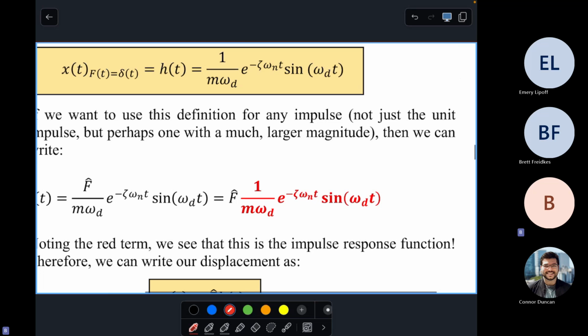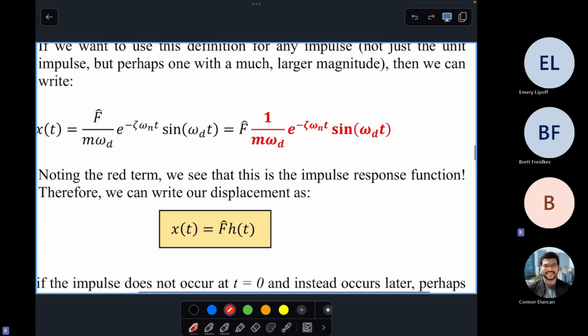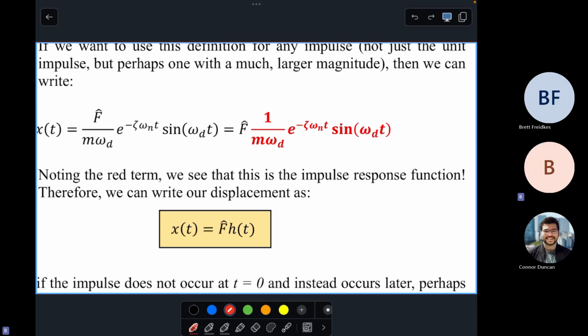So what we see is that this is the response due to any arbitrary impulse because of the f hat. You can see that I rewrote it with an f hat in the front. And what we learned is that x of t, no matter what the impulse is, will be the product of the impulse and the impulse response function. Again, it's just a multiple of it.